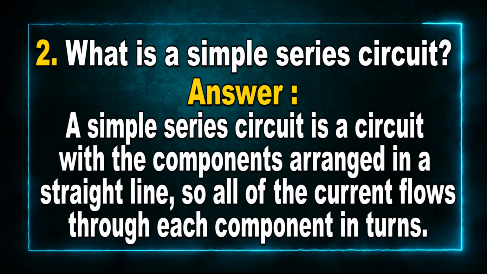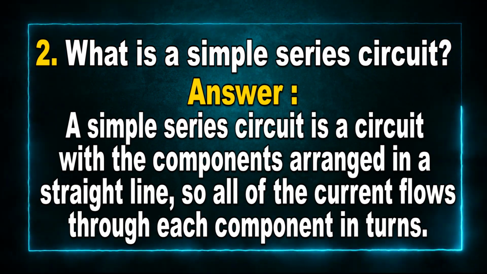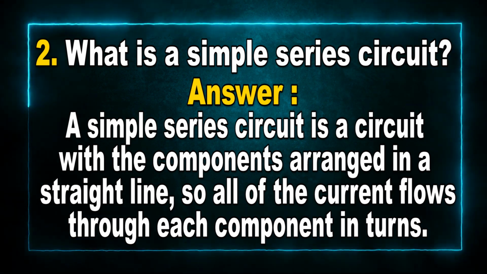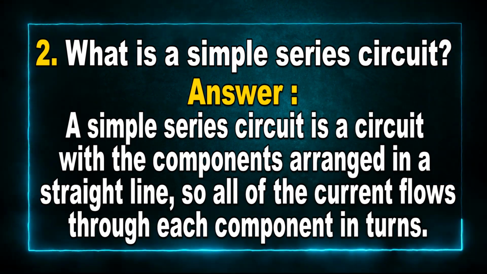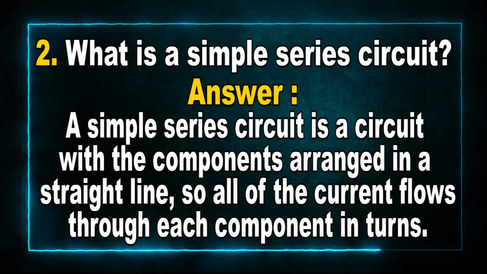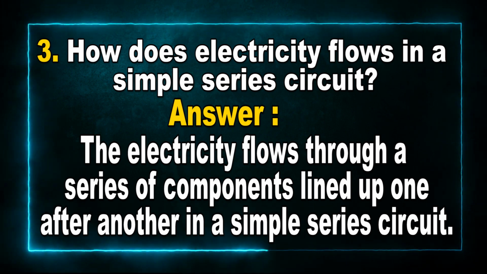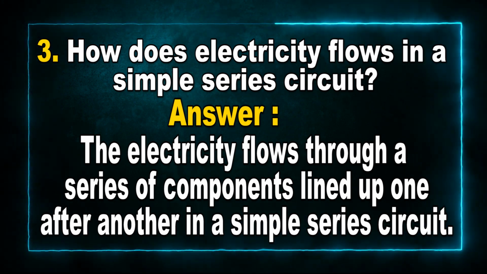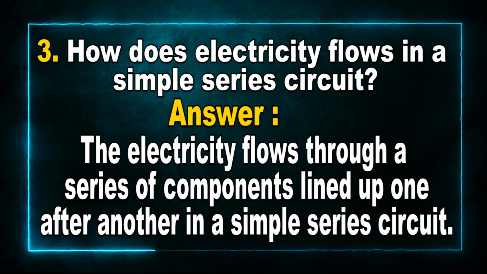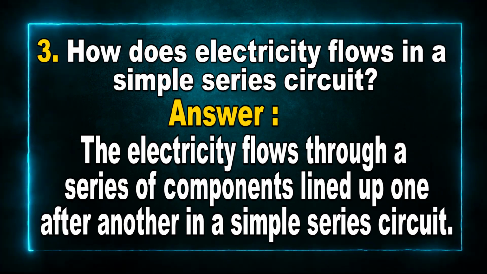What is a simple series circuit? Like we discussed, and with the diagram, a simple series circuit is a circuit with the components arranged in a straight line. So all the current flows through each component in turn. And how does electricity flow in a simple series circuit? The electricity flows through a series of components lined up one after the other in the simple series circuit. Now, did you remember all those facts so that you would have been able to answer those questions?